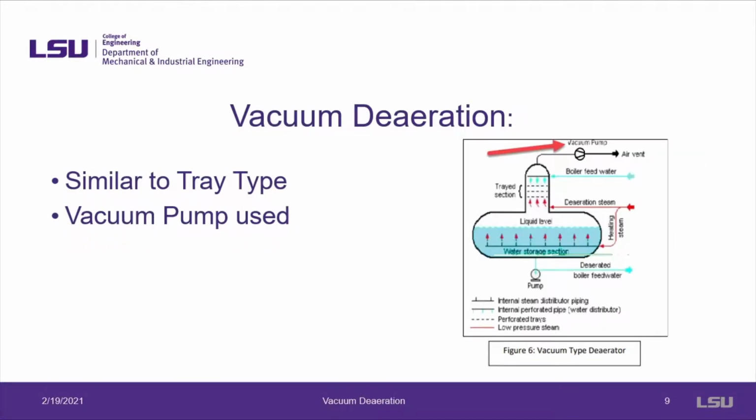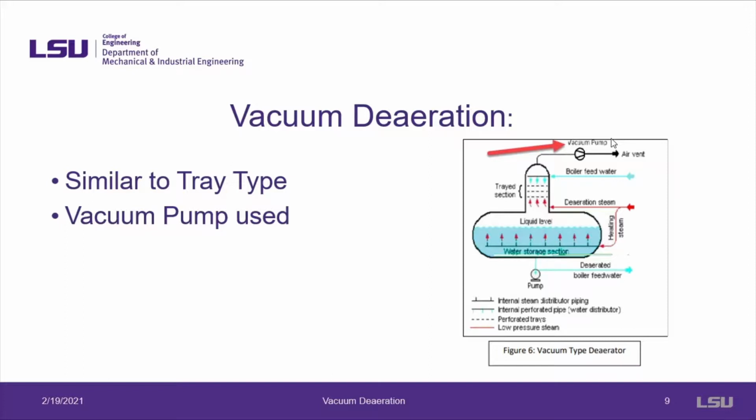Vacuum deaeration is very similar to tray deaeration. The main difference is that a vacuum pump is used instead of an air vent. The steam rises from the bottom of the deaerator as water enters through the top. Contact between the steam and water allows the dissolved gases in the water to escape.